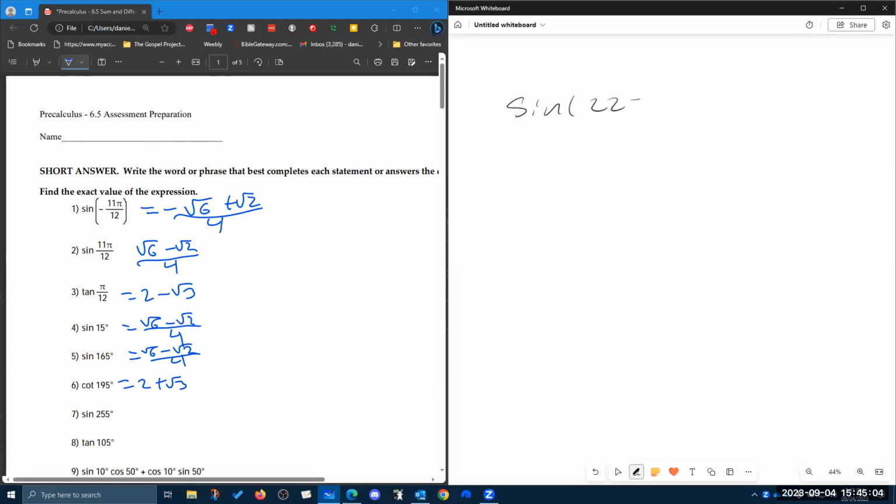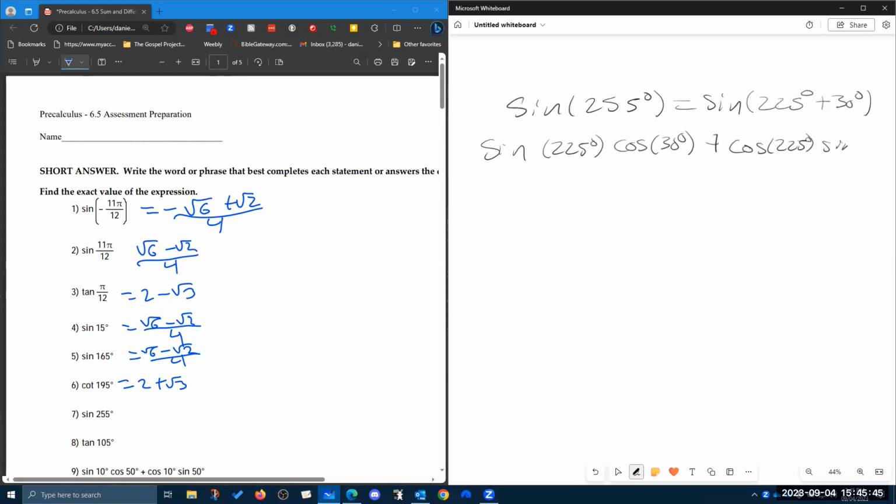Sine of 225 degrees. The sine of 180 degrees plus 45 degrees. Sorry, this is 255. So let's make this 225 plus 30. There we go. So this is going to be sine 225 cosine 30 plus cosine 225 sine 30.